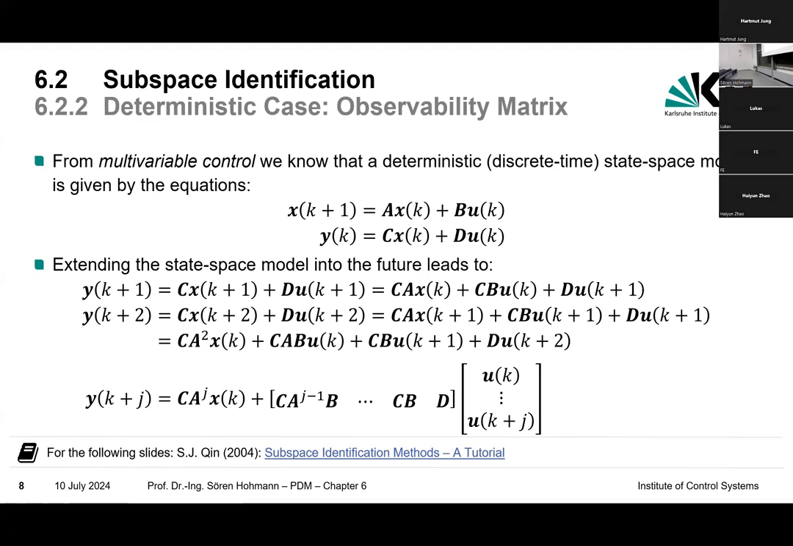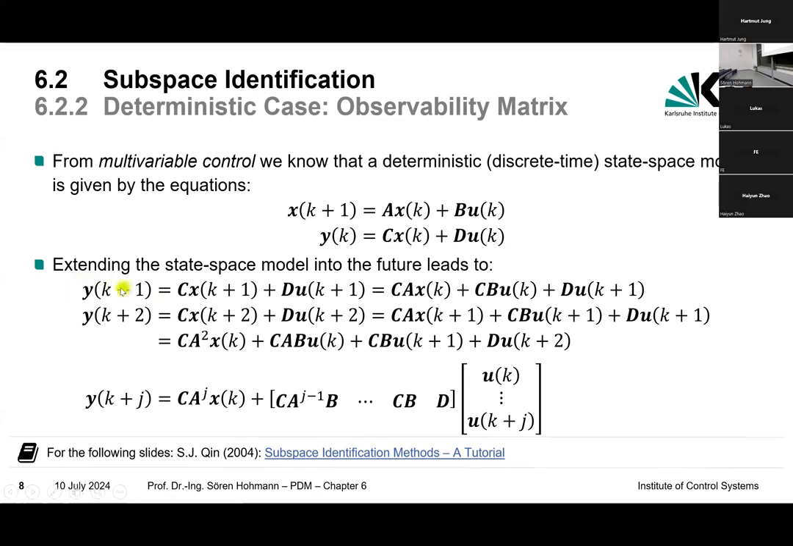Well, what we can do now, if we want to describe the data, is look at the output, because we can just measure the output. So let's use the state space model, suppose the model is given, to predict the output. Something Mr. Kluge already did in this lecture. So we send the state space model into the future, which leads to the following thing.